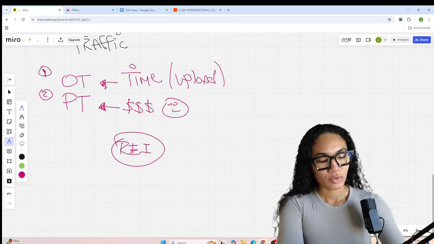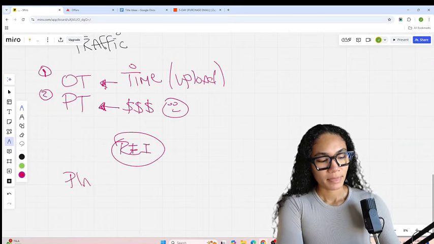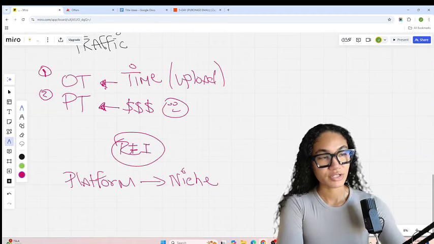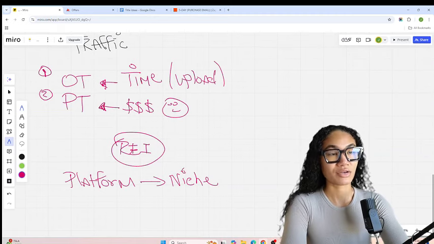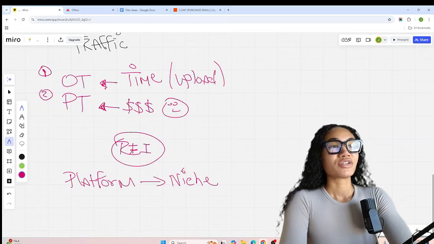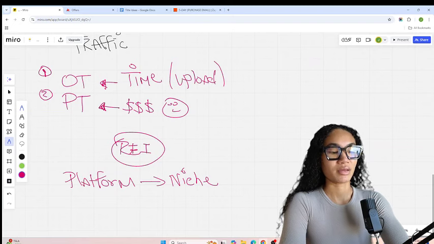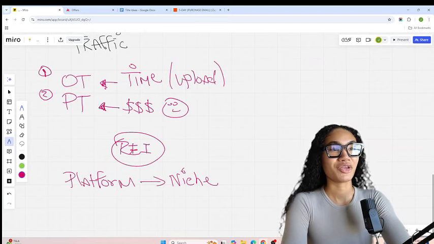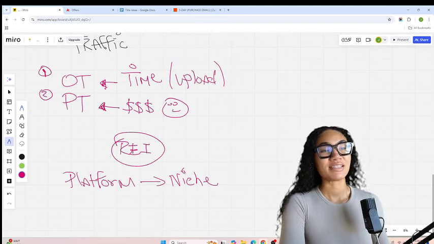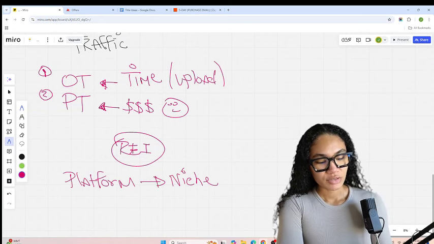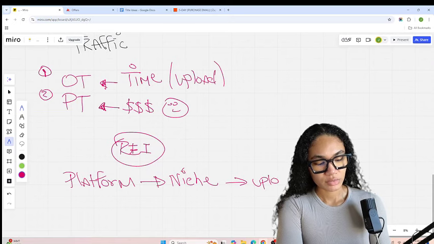Okay. So basically select your platform, then select your niche. Preferably your niche should be something that you're experienced in. You don't want to just talk about something you're not passionate about, something that you think is trending. It should be something you have knowledge in so that it's easy when it comes to speaking about it. Once you have your niche, all you got to do is upload and talk about it.